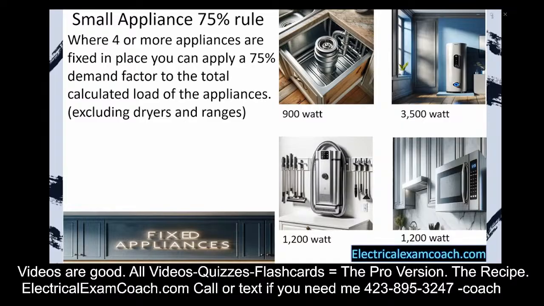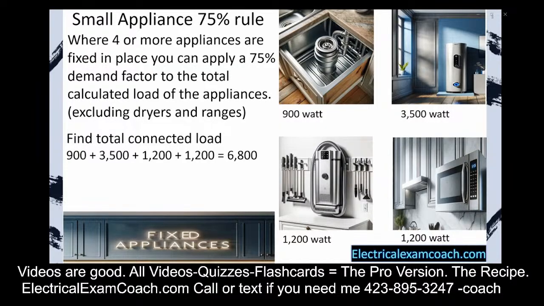So let's imagine that we have these appliances. And the question is, how do we calculate them all together to turn it into amps and later size our service, which sizes our wire and our pipe? What we're going to do first is find our total connected load. So we're going to go ahead and total all these up, and that equals 6,800.